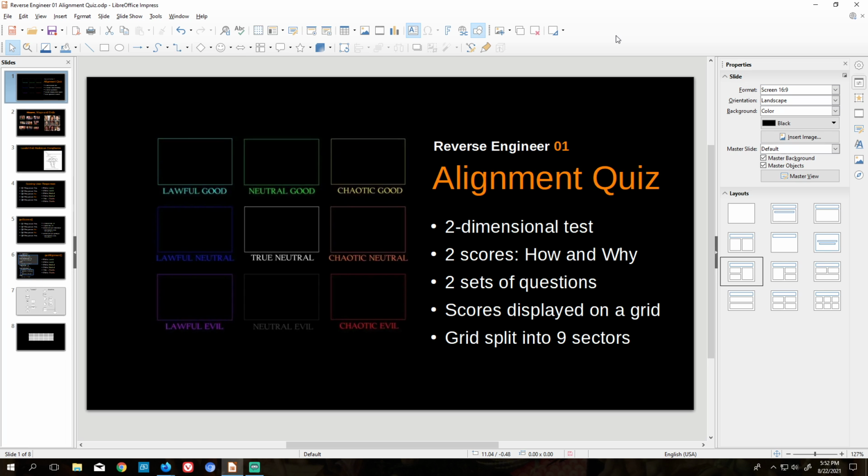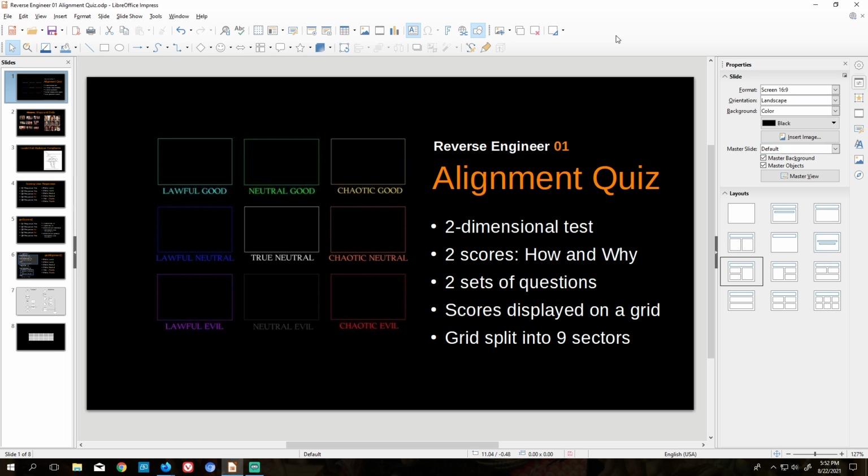Okay, so the first project that we have here is an alignment quiz. So maybe you've taken things like this online. Alignment is for role-playing games like Dungeons and Dragons. And so it tells you how your character behaves, and I'll explain what we mean by alignment. The idea here is that we're going to ask the user of the program a series of questions, and based on their responses to those questions, we're going to determine which one of 9 different player types they are. And you can see the options listed on the screen.